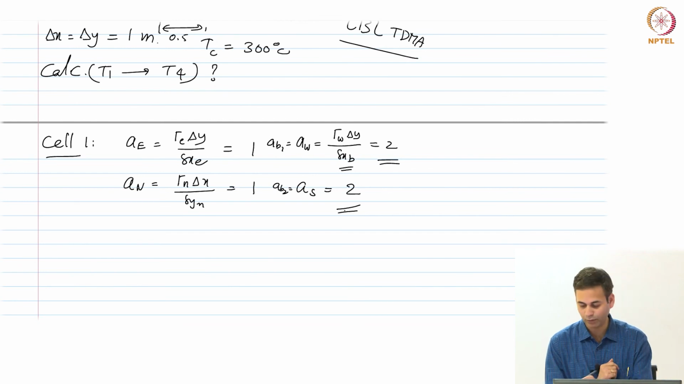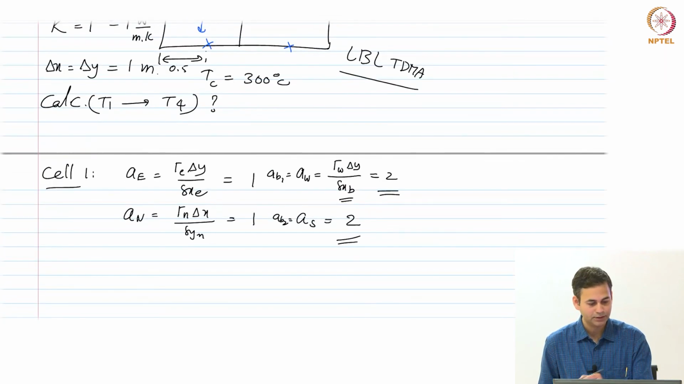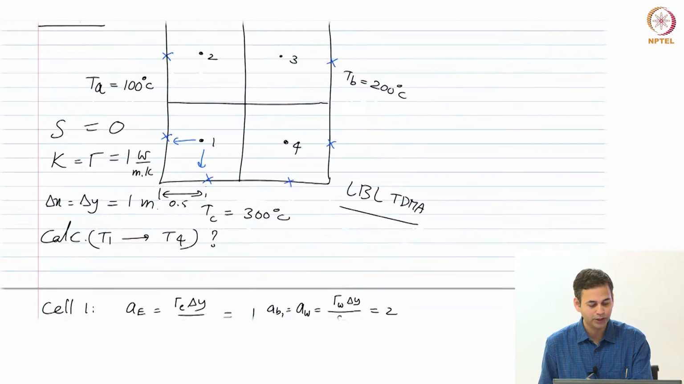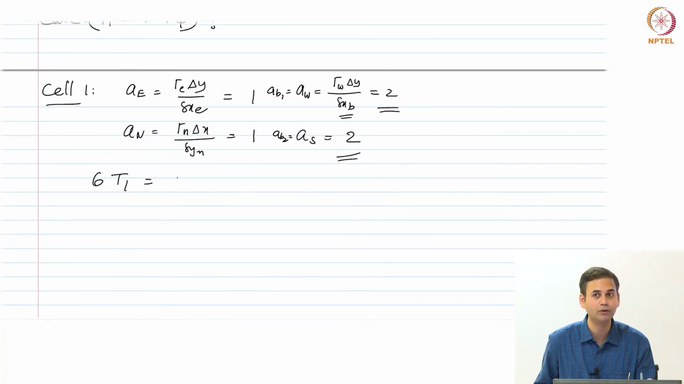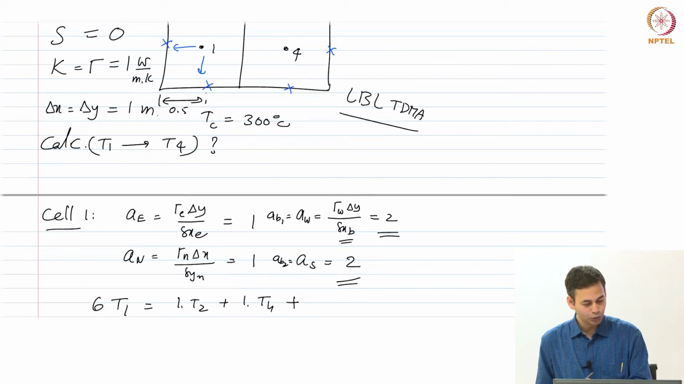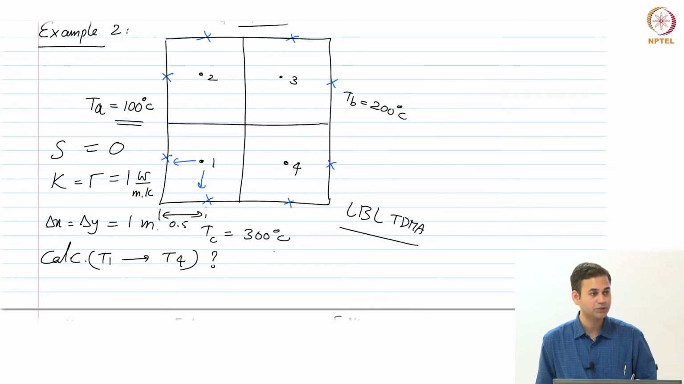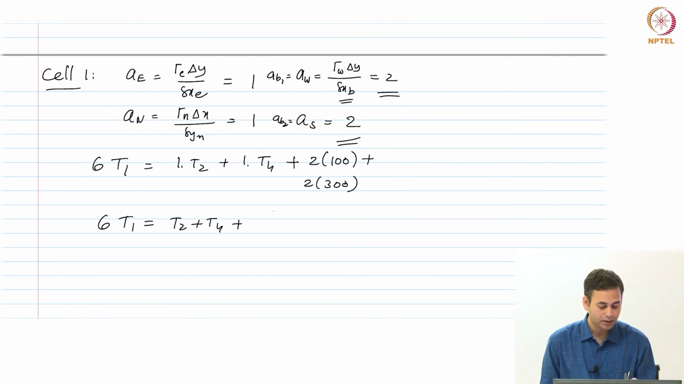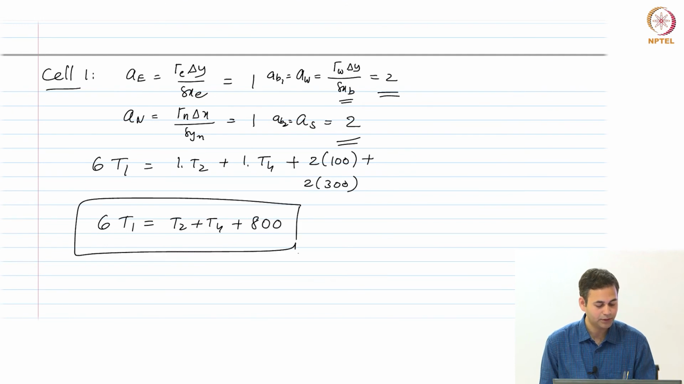So, what will be the final equation for cell 1? 4 or 6? 6, right, because you have 1 plus 1 plus 2 plus 2. So this is 6 times T1 equals what neighbors will be there? T2 and T4, okay. So how much will be the coefficients for T2? 1 times T2, 1 times T4, plus what else will you have? 2 times 100 plus 2 times 300, right, that is basically these two. So that is 6T1 equals T2 plus T4 plus how much? 800, okay, fine, that is your equation for cell 1.